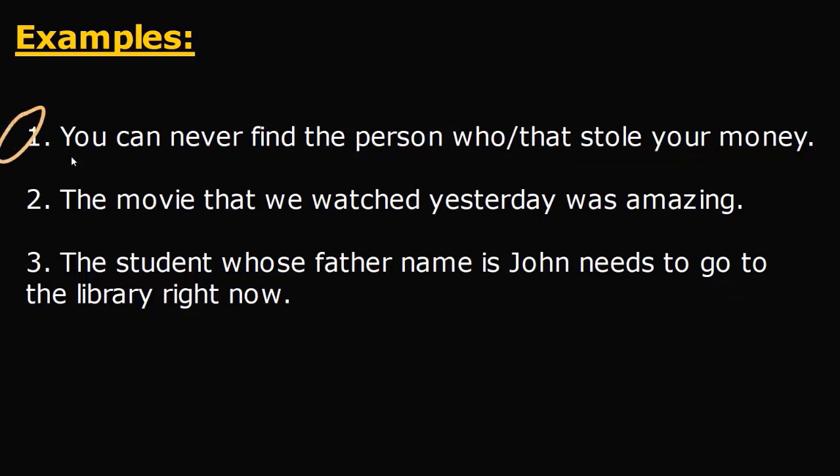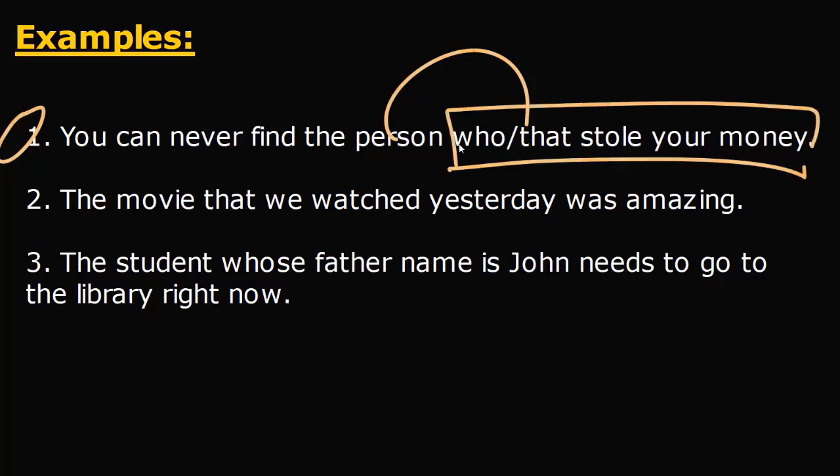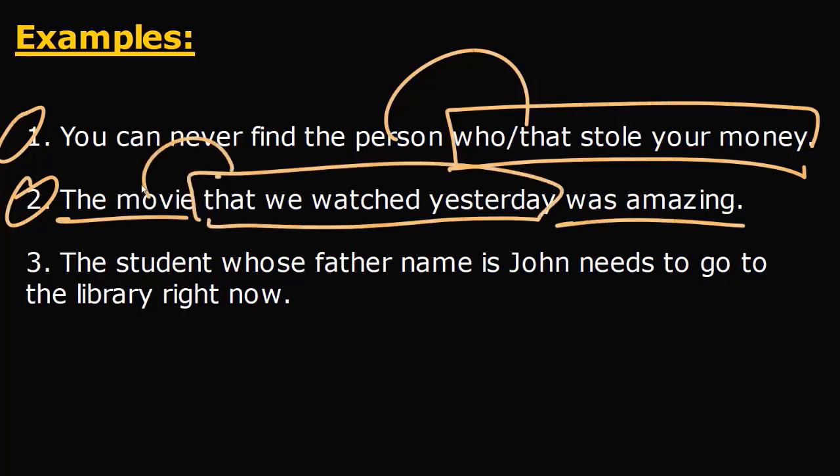Example number one: you can never find the person who stole your money or that stole your money, right? You can never find the person, which person, who stole your money, right? Or that stole your money. We can use who or that to refer to a person and give essential information. Second, the movie that we watched yesterday was amazing. The movie was amazing. Which movie? That we watched yesterday. This is the movie we're talking about, right?